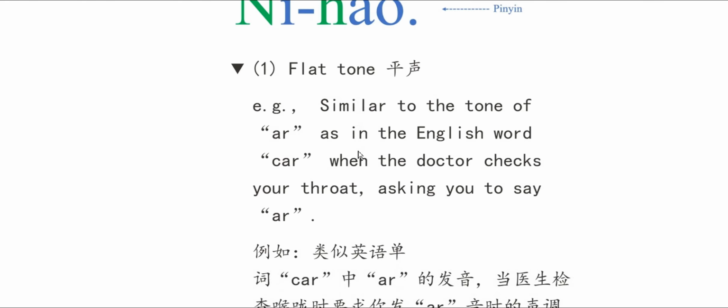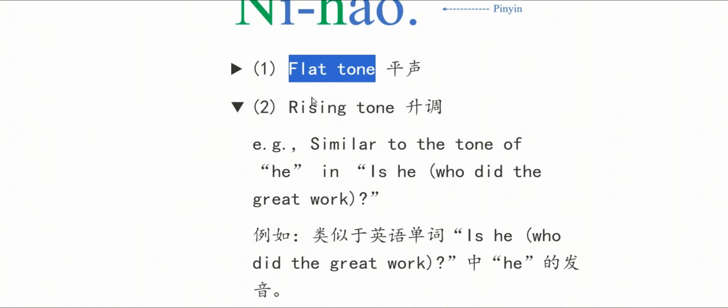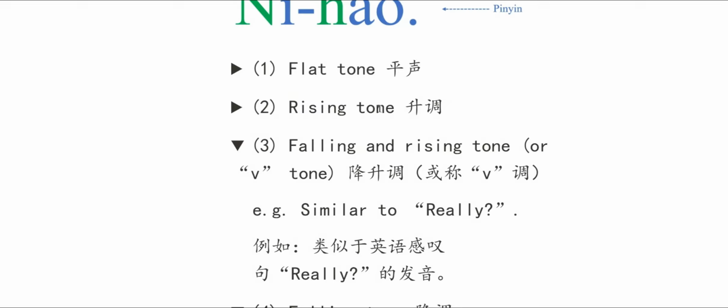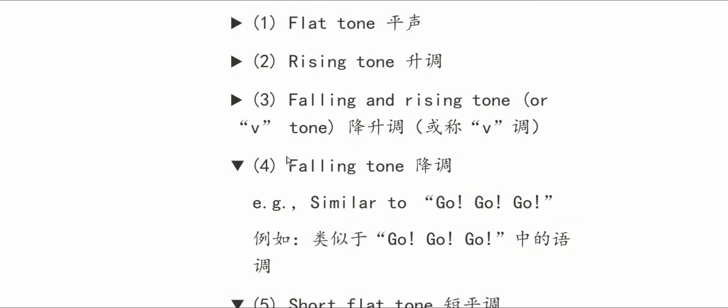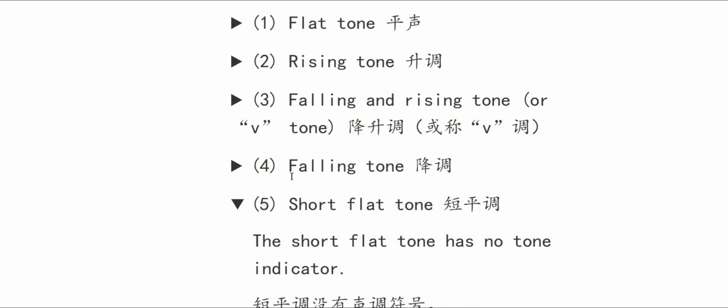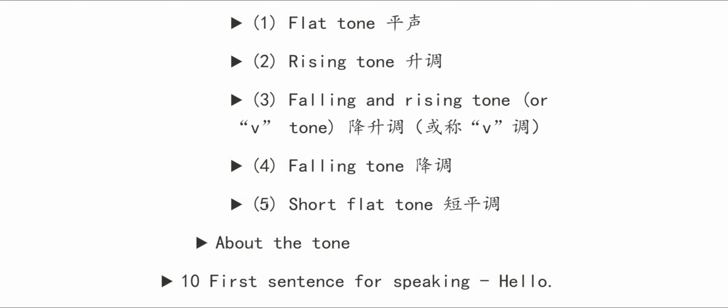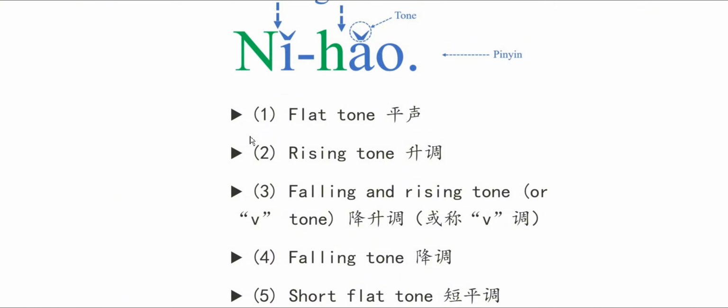So let's have a look at how to pronounce these tones. So the first tone is called flat tone, and the second tone is rising tone. The third tone is falling and rising tone. The fourth tone, falling tone, and the fifth, short, flat tone. Let's have a look at them in detail.